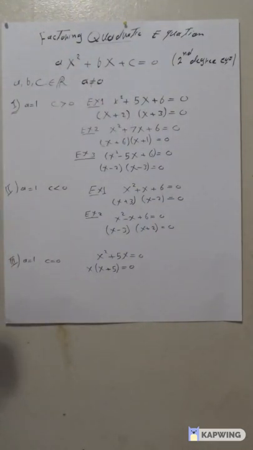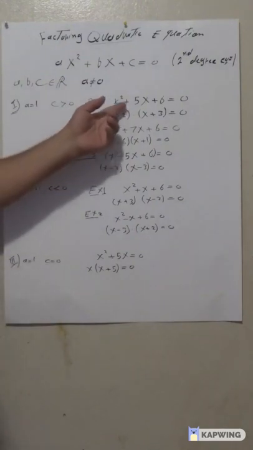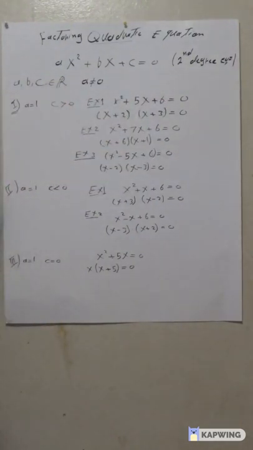We will solve some examples. We'll start with simple examples when a equals 1. If a equals 1 and, say, c is a positive number. The first example, x squared plus 5x plus 6 equals 0.